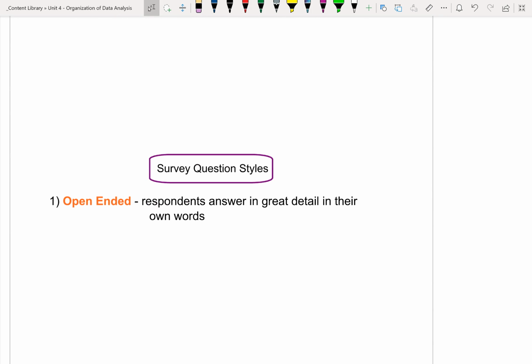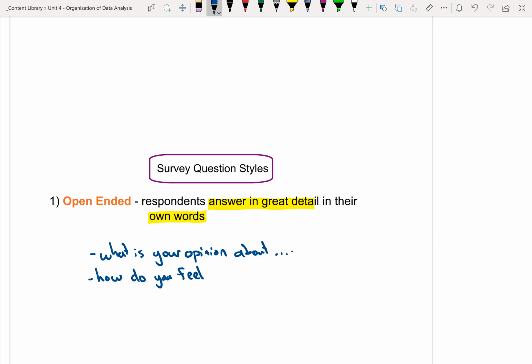So there are certain questions or certain styles when creating surveys. The first type, open-ended: basically the respondents, the people answering the survey, answer in great detail in their own words. So it could be an open-ended question where there's no right or wrong answer. Something like, say, what is your opinion about, and so on, right? Or how do you feel about, right? How do you feel about MSIP? Or how do you feel about having snow days or having a midterm, something where there's no right or wrong answer and you're allowed to put down whatever your own thoughts are.